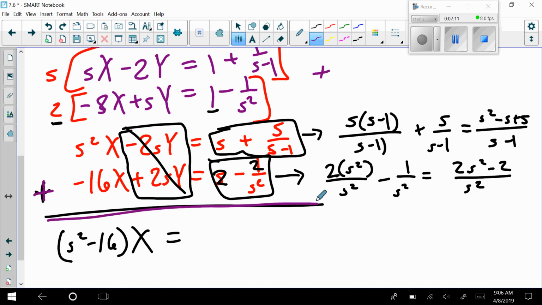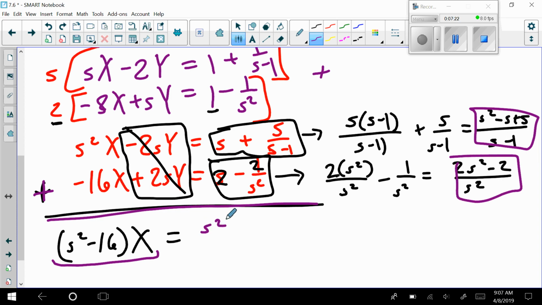These whole things, right? That's how I got this piece down here. Well, that means I'm taking this one plus this one, which I can simplify the top one maybe a little bit. That's just s squared over s minus 1, right? And then I would have plus 2s squared minus 2 all over s squared. Okay.